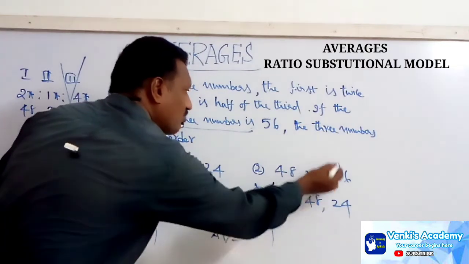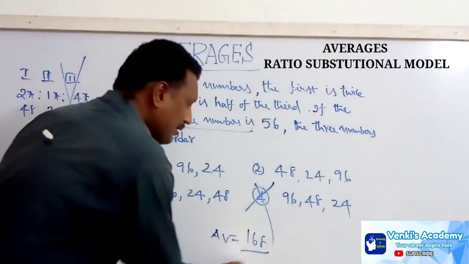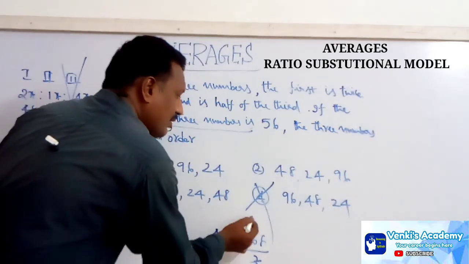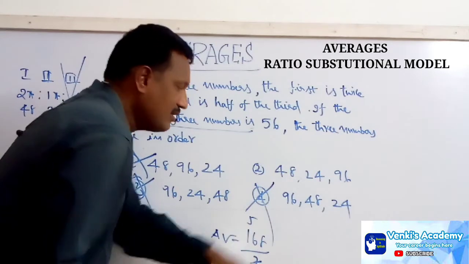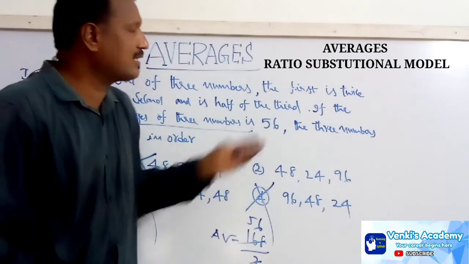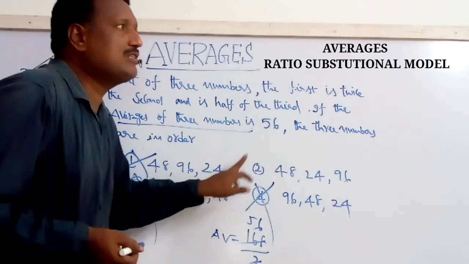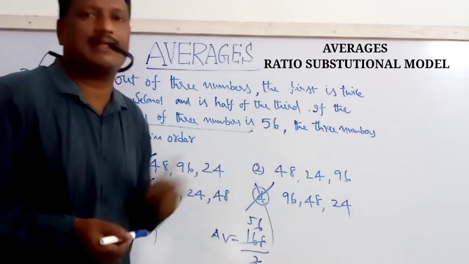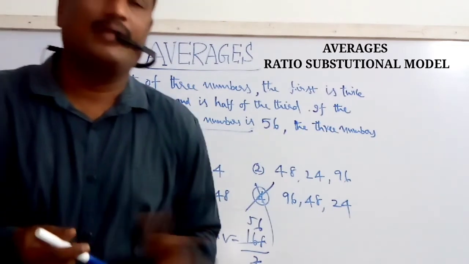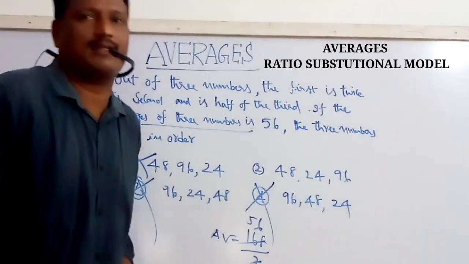So the total sum of the quantities is 168. Divided by 3 numbers, means by 3. 3 fives are 15, 3 sixes are 18. So the average is 56. Here the average is 56. So this option 2 satisfies both the statements. So we get the answer. Here we did not do any big calculations.